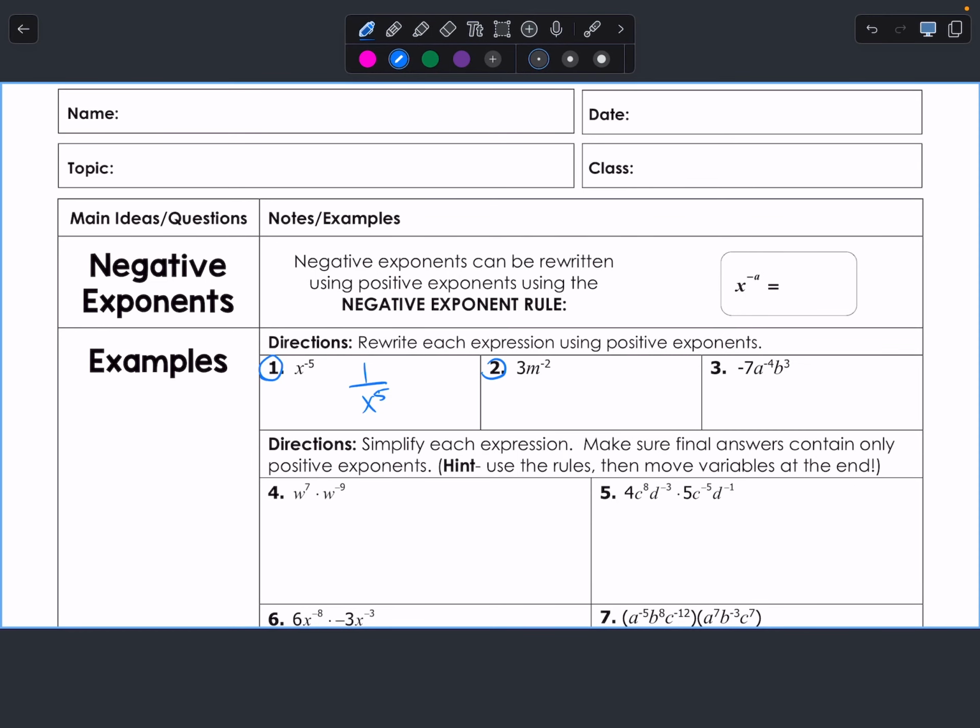So again, just move that x to the 5th to the denominator. Here with example 2, I'm going to leave my 3 in the numerator and I'm going to move my m squared to the bottom.